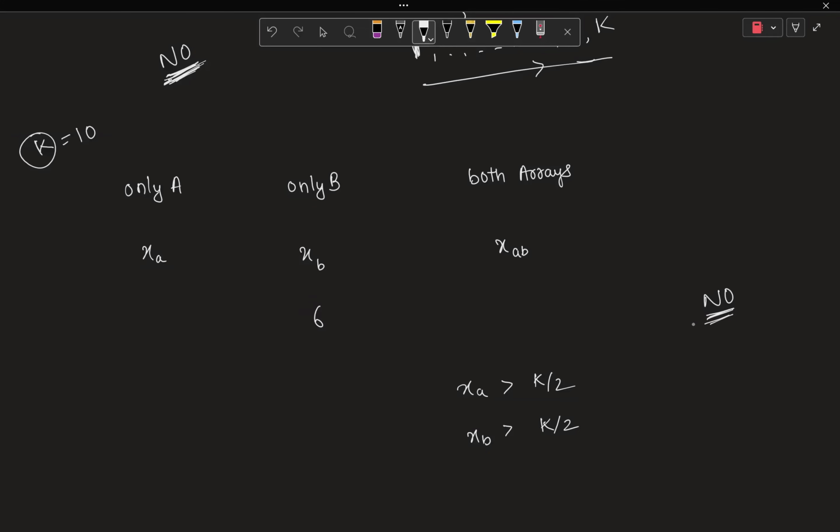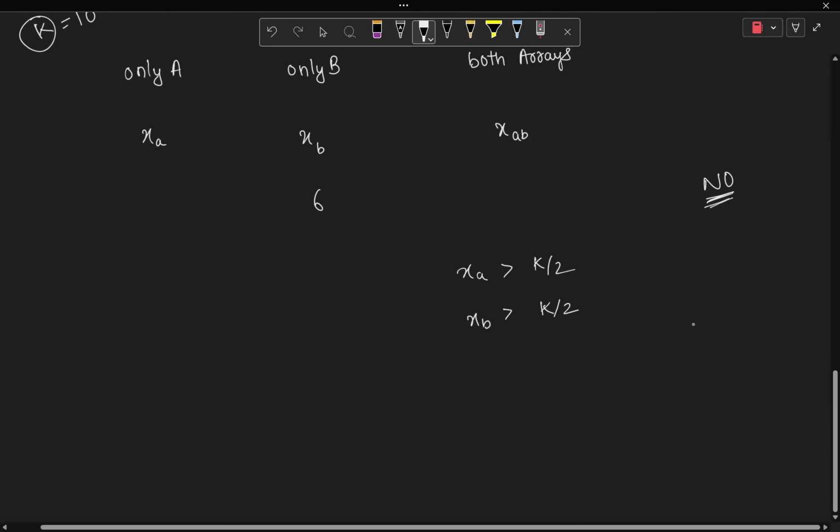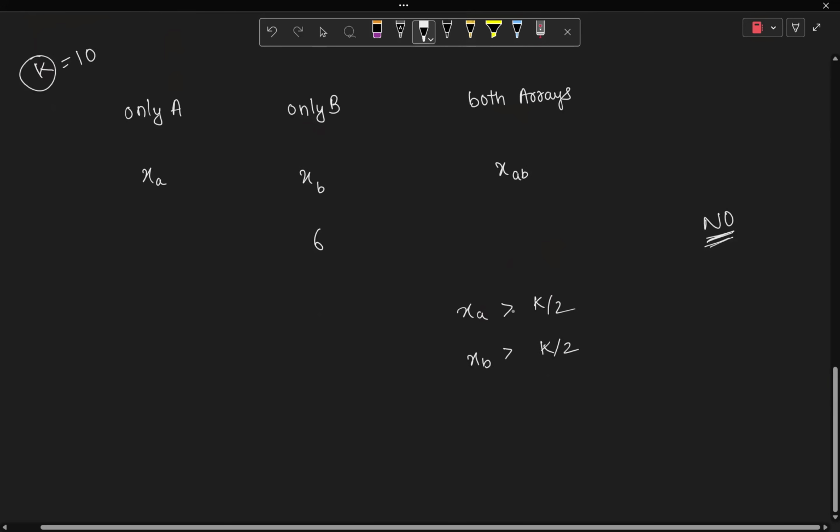Or you can say that if either of the two arrays has elements less than k by 2, like for example if xa is less than k by 2, then it's no, or if xb is less than k by 2, it's no.